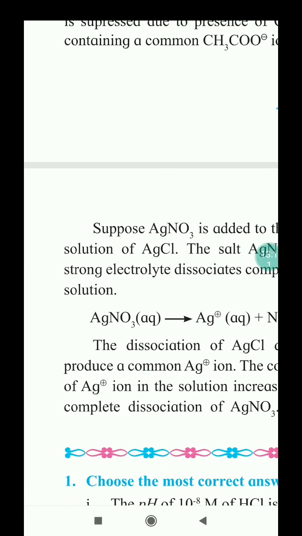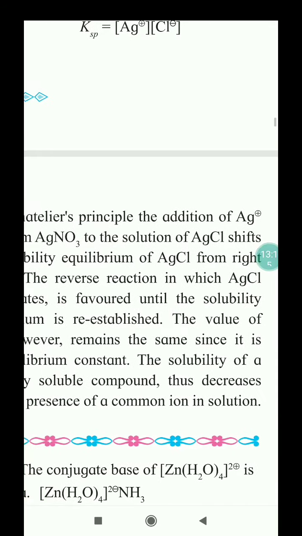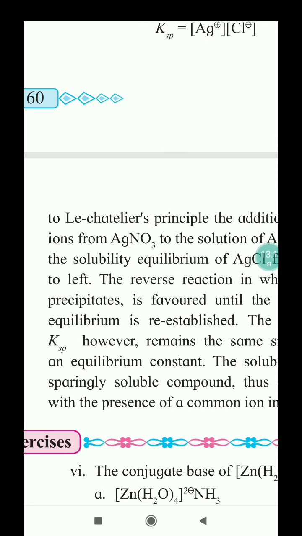Here, up to common ion effect, this chapter is closed. By watching this chapter, solve the following problems.